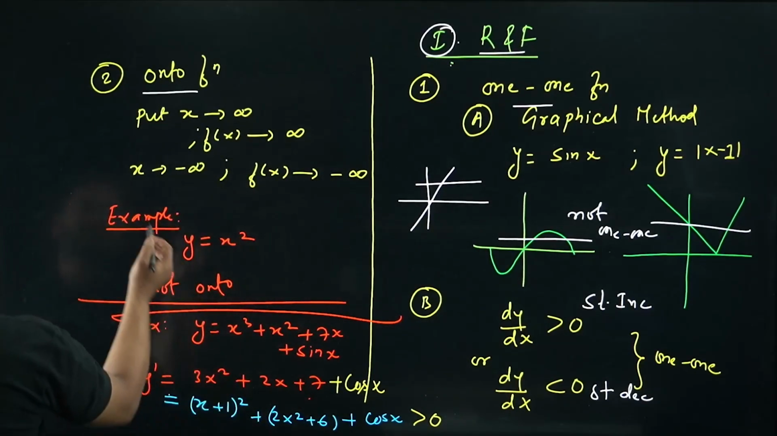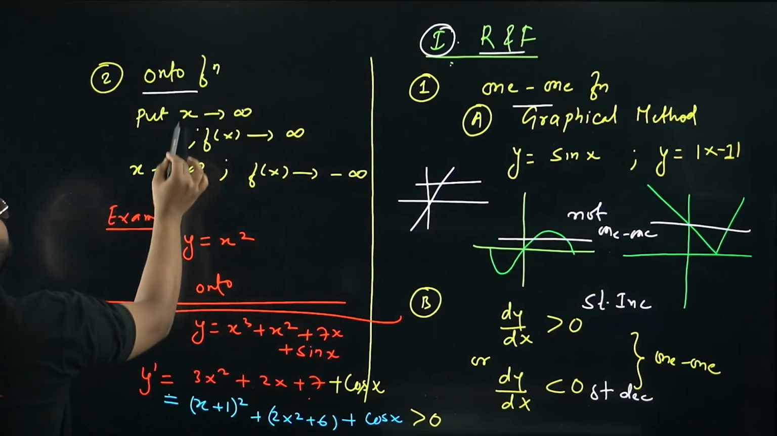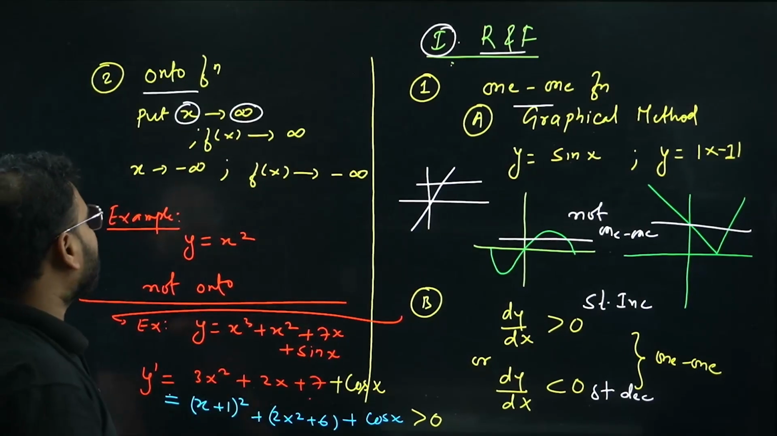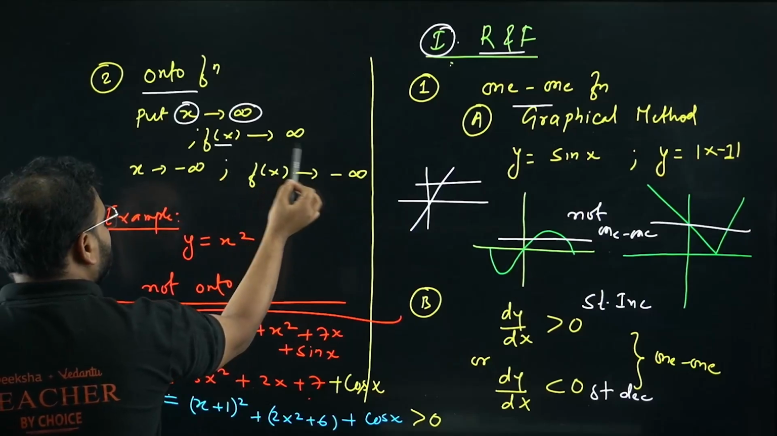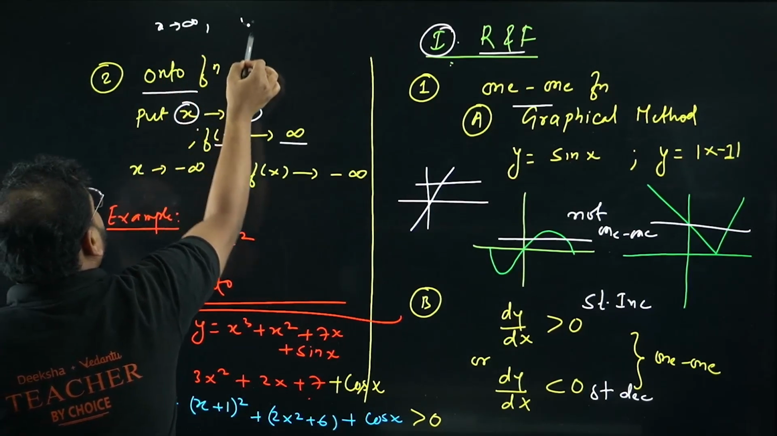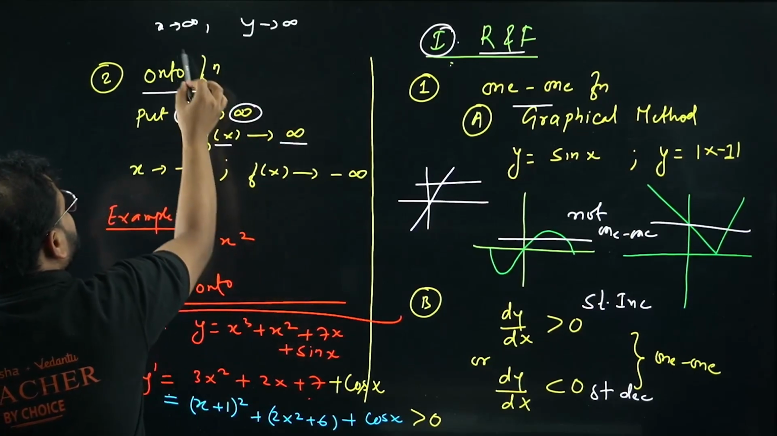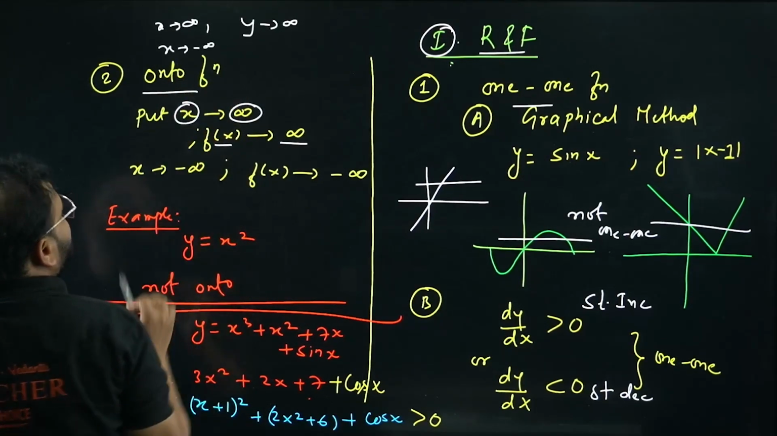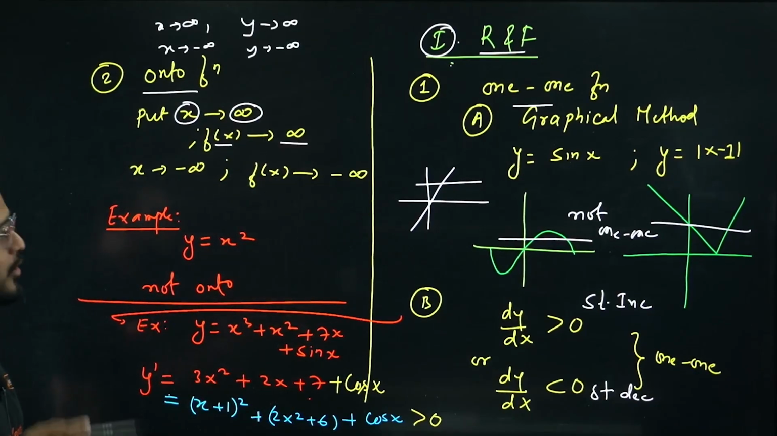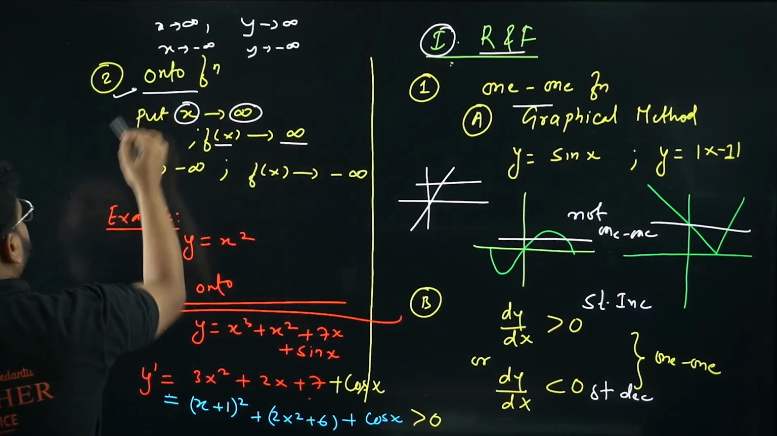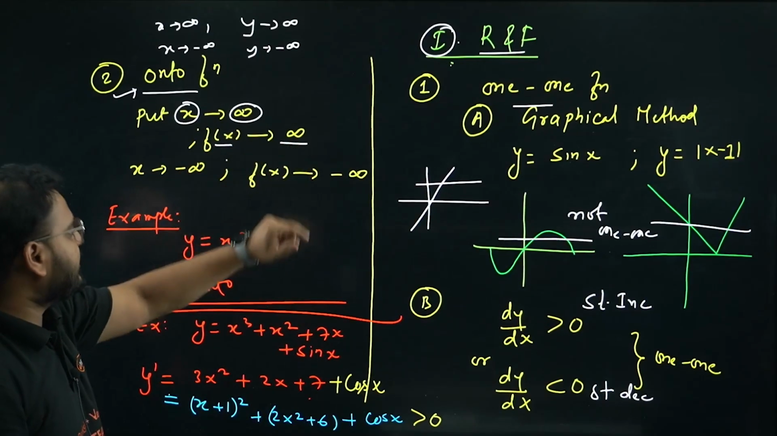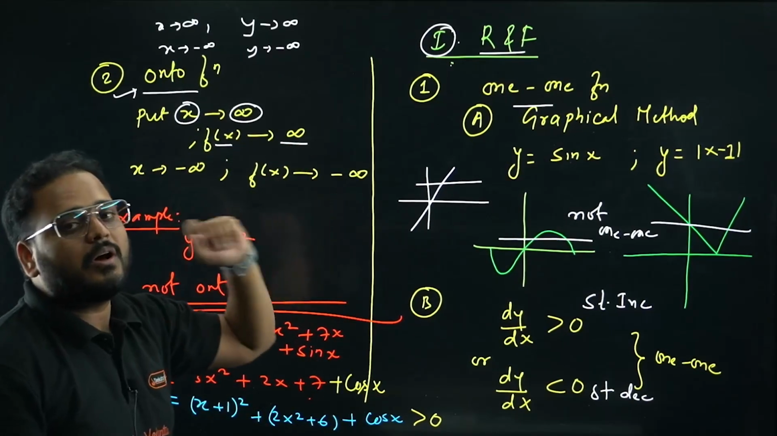Next, for onto function, what you have to do: in the given function, put x equals plus infinity. When you do that, if you get the function also equal to plus infinity, so when x is infinity, y is also infinity, and when x is negative infinity, y is also negative infinity, that particular function is called an onto function. X is positive infinity, y is also positive infinity. X is negative infinity, y is also negative infinity.